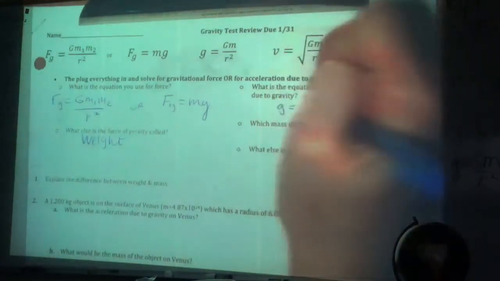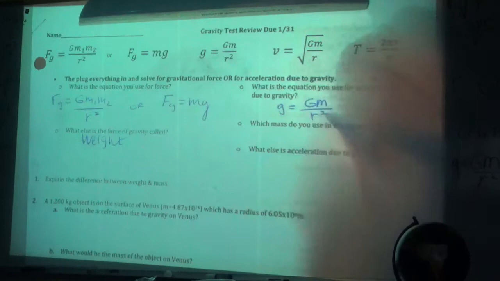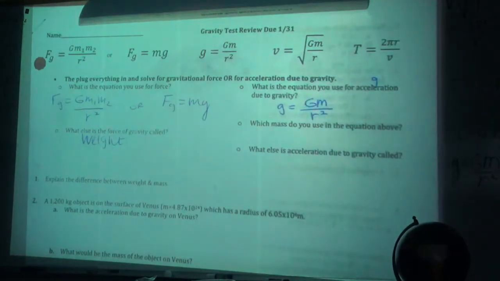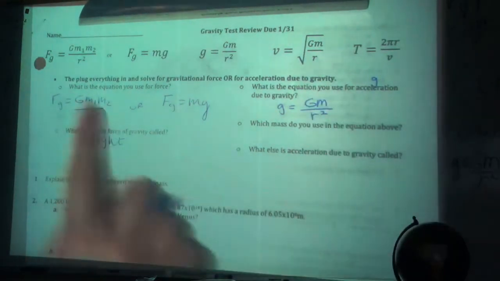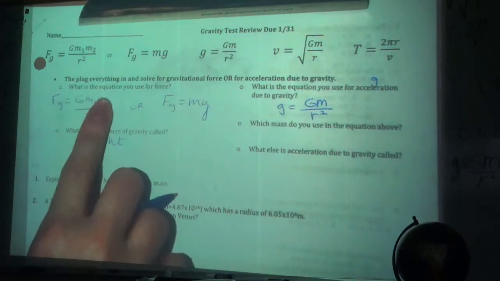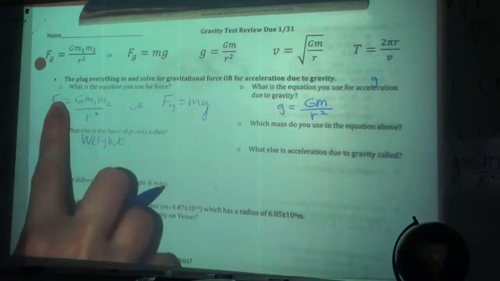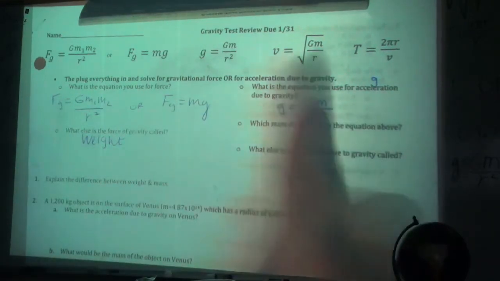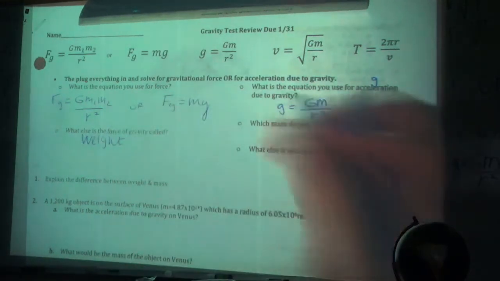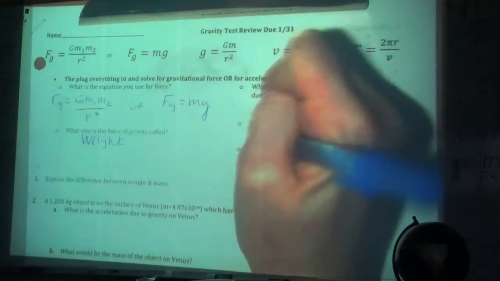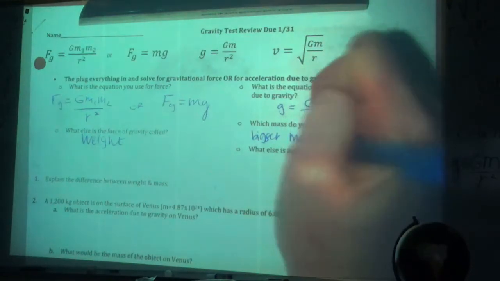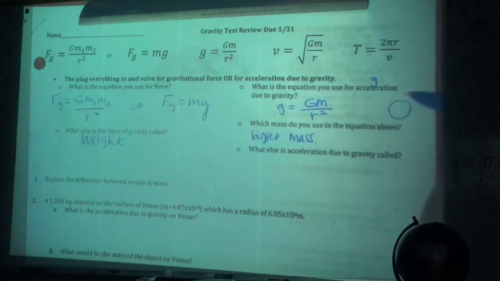So we're going to use the little g equation, big G m over r squared. You'll notice that there's only one mass. For the force of gravity, both masses matter, whereas in this one there's only one mass. So which mass is it? It's the bigger mass. If we are talking about the acceleration of a book falling down to the earth, we're going to use the mass of the earth, not the mass of the book.